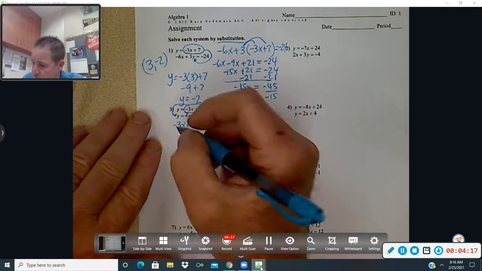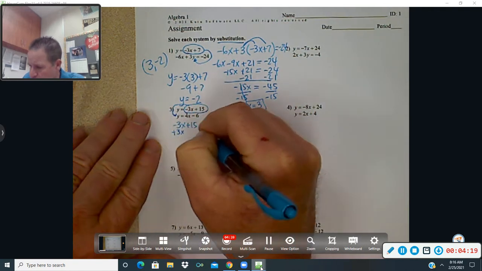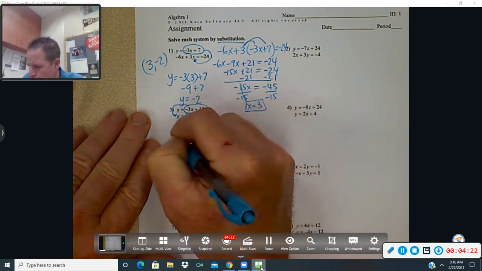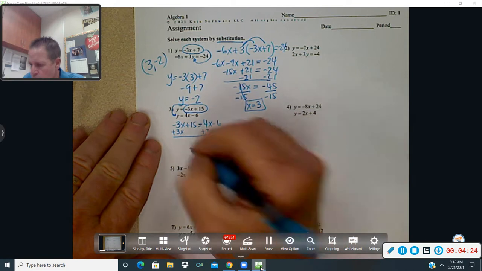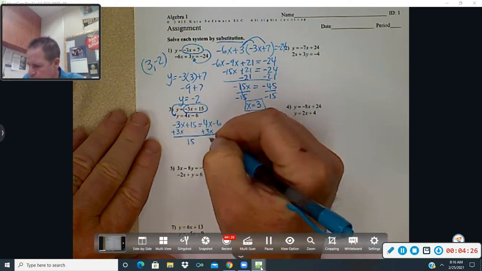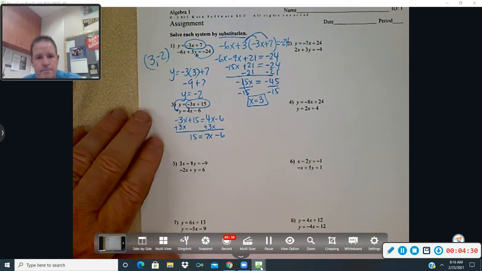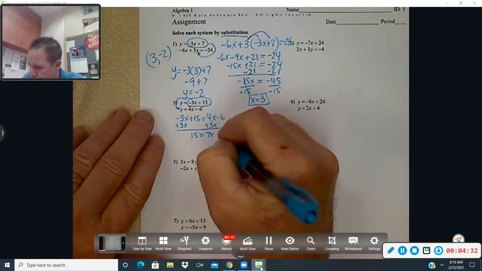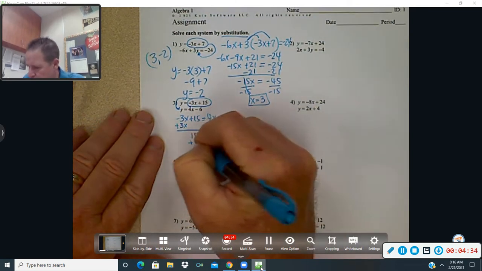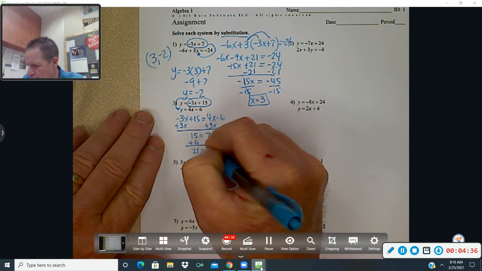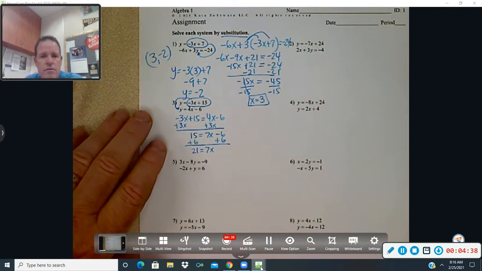I've got to get them on the same side. So I'm going to add 3x to the other side. Just move it over by doing the opposite. So I've got 15 equals 7x minus 6. I'm going to add the 6 to the other side, and I've got 21 equals 7x.